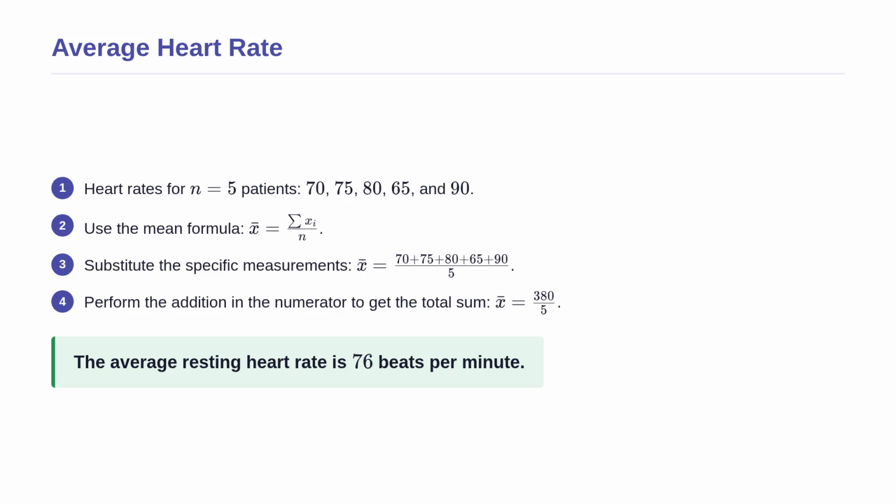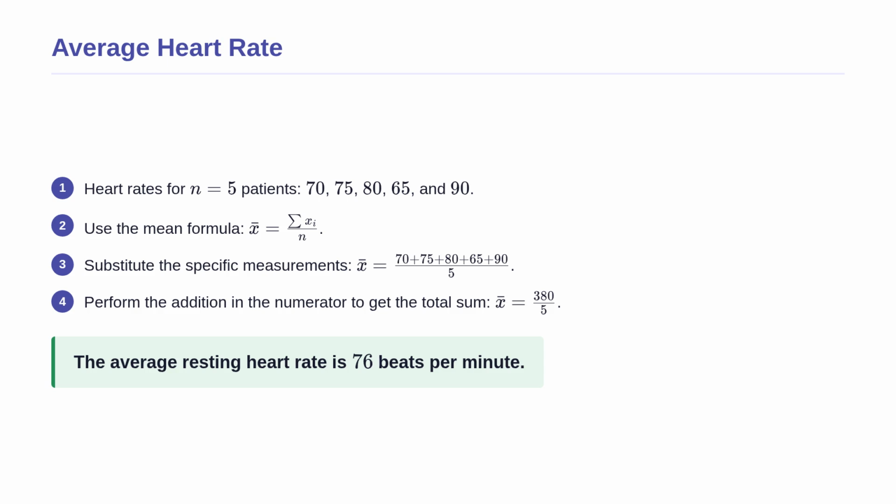Let us apply our mean formula to a real-world quantitative scenario. A nurse measures the resting heart rate of 5 different patients. The recorded values are 70, 75, 80, 65, and 90 beats per minute. We need to calculate the mean heart rate. Because heart rate is measured in exact numerical units, it is quantitative, allowing us to use addition and division.